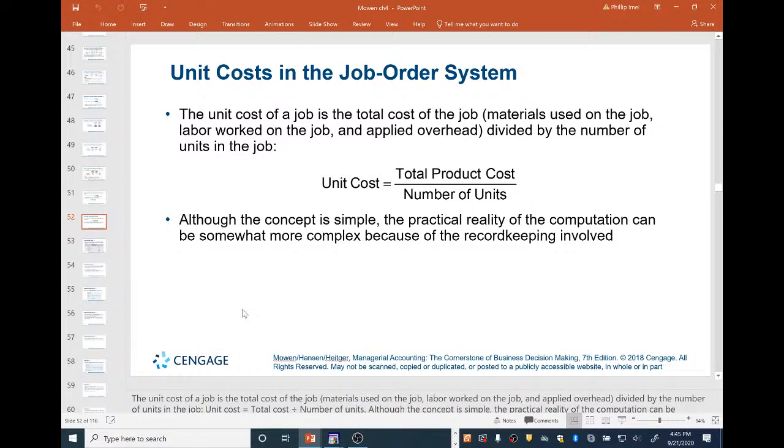Okay, unit cost in the job order system. The unit cost of a job is the total cost of the job divided by the number of units in the job. So once again, unit cost is total product cost divided by the number of units.